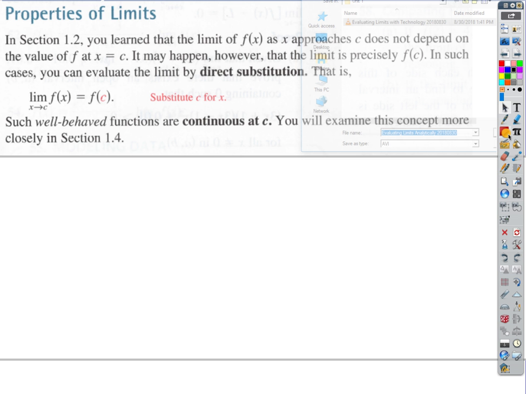So, start things off here. It says section 1.2. This is out of our regular textbook too. So we learned that the limit of f(x) as x approaches c does not depend on the value of f at c. Does that make sense? I can't emphasize this enough, this is such a common misconception when you get to calculus: when you take a limit, it doesn't matter what happens at that actual last step. It's irrelevant.